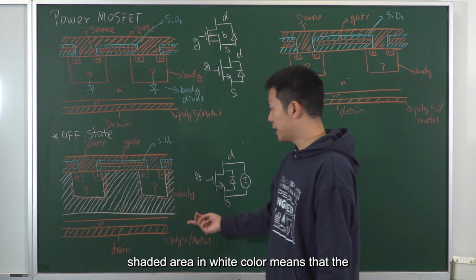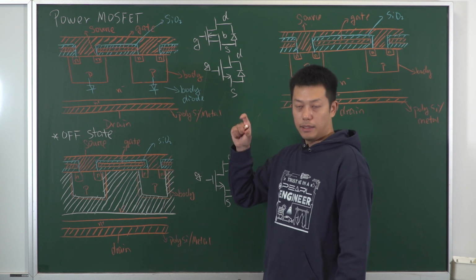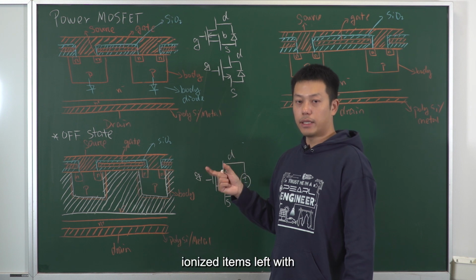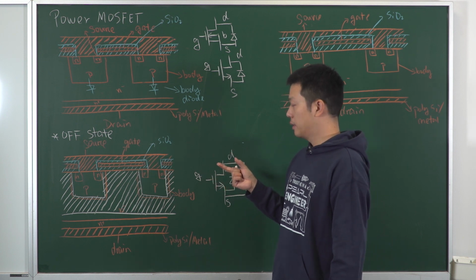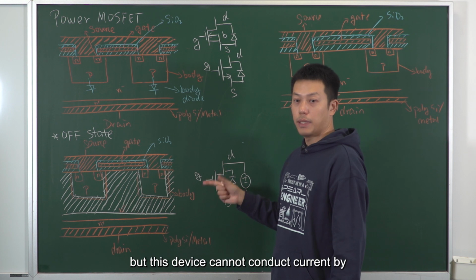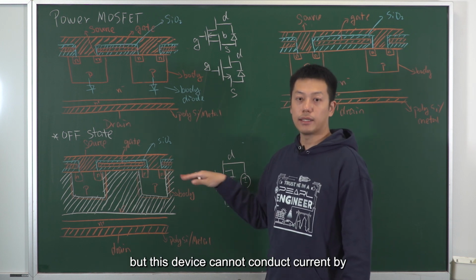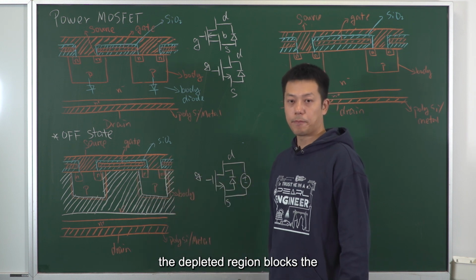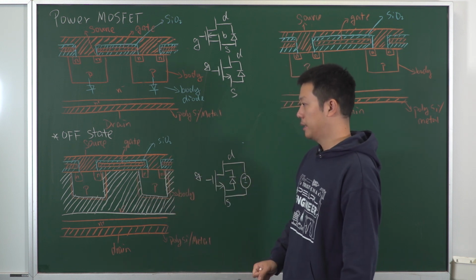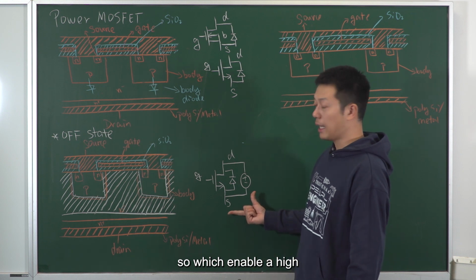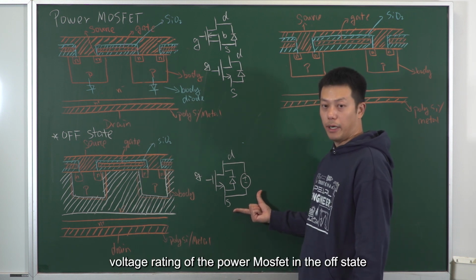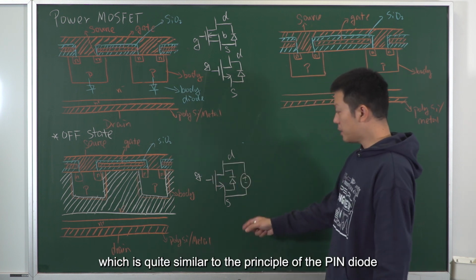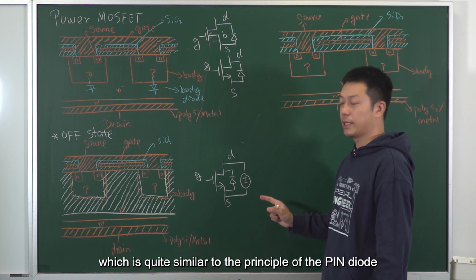The shaded area in white color means that the mobile carriers are depleted. There are only ionized atoms left with the net charge, so this device cannot conduct current, right? The depleted region blocks the flow of the current, which enables a high voltage rating of the power MOSFET in the off state, which is quite similar to the principle of the PIN diode.